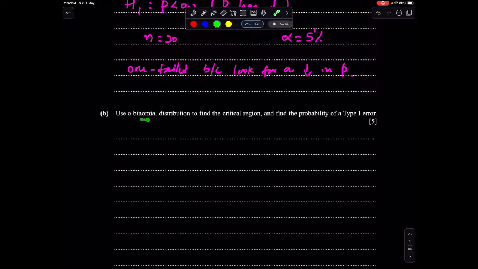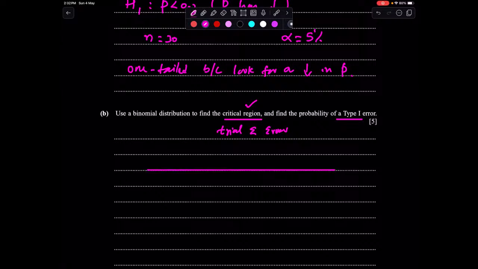Use a binomial distribution to find the critical region. I told you this is a discrete distribution. So for the critical region, we will use the trial and error method. I'm writing this here. Use trial and error method and find the probability of type 1 error. The probability of the critical region is the probability of type 1 error. It is a lower tail test, so the critical region is on the left side. This is the critical region with probability 5%.